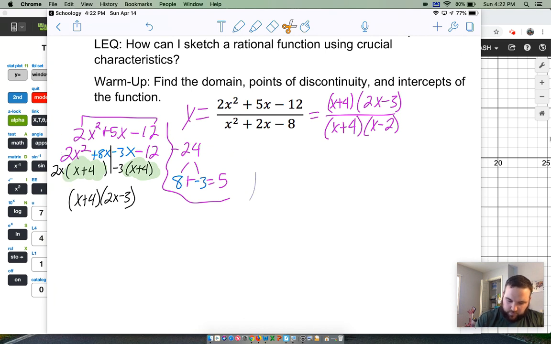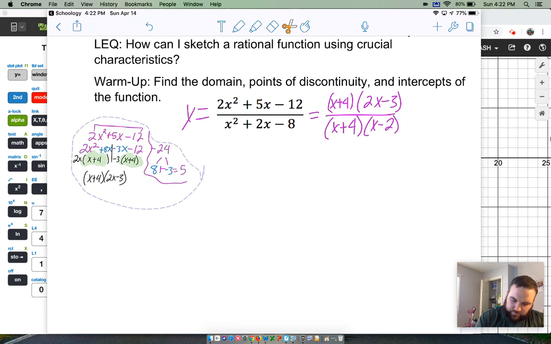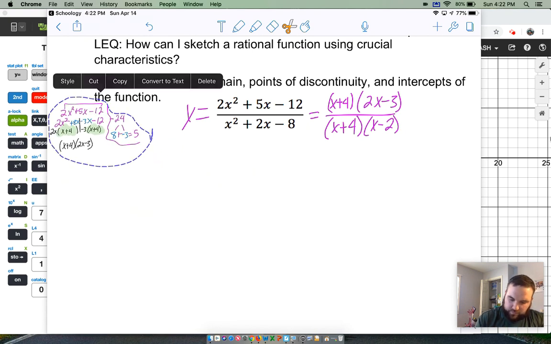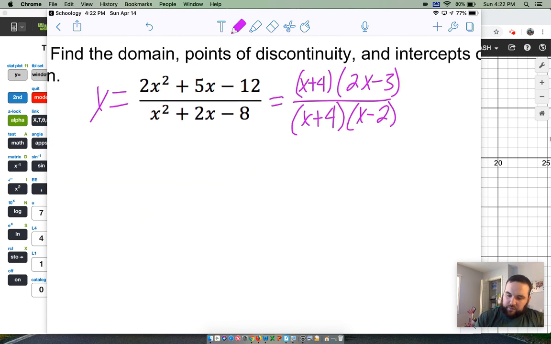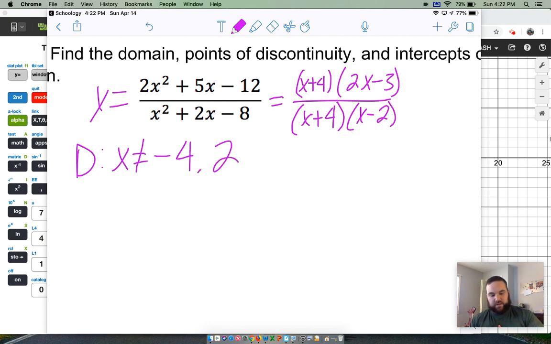Okay, I'm going to take all this stuff and just kind of shrink it down a little bit. There's that off to the side. So now I want to know what's the domain of this function, and I see 2 sets of parentheses in the denominator, which means I'm probably going to have 2 numbers that are not in the domain. Here I have x equals -4 and +2.